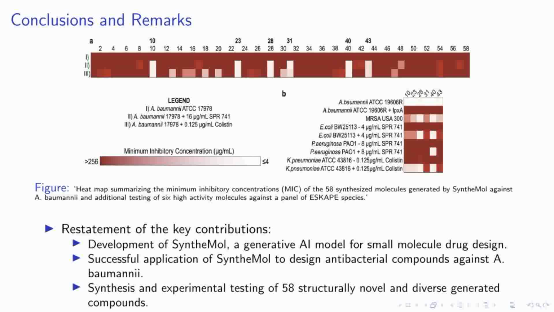The figure you see here is a heat map summarizing the minimum inhibitory concentrations of the 58 synthesized molecules against A. baumannii. It also shows additional testing of the 6 high-activity molecules against a panel of ESKAPE species. This visually represents the effectiveness of our approach and the potential of SyntheMol in the fight against antibiotic resistance. In conclusion, our work demonstrates the power of AI in drug discovery and the potential of generative models like SyntheMol in addressing critical global health challenges.